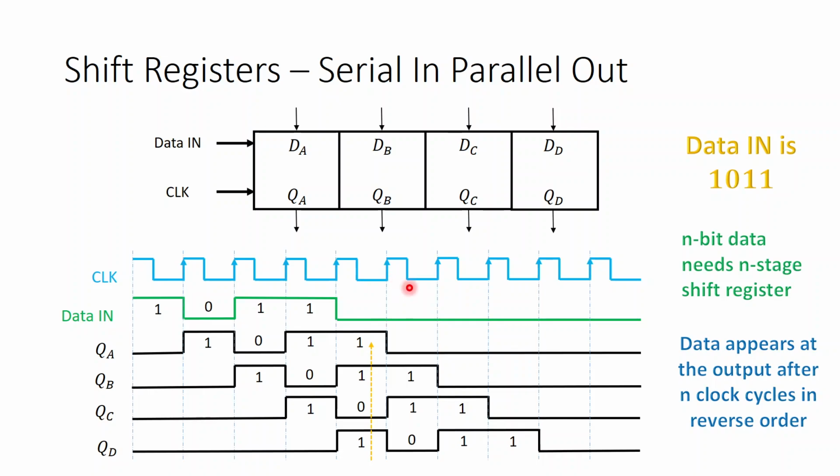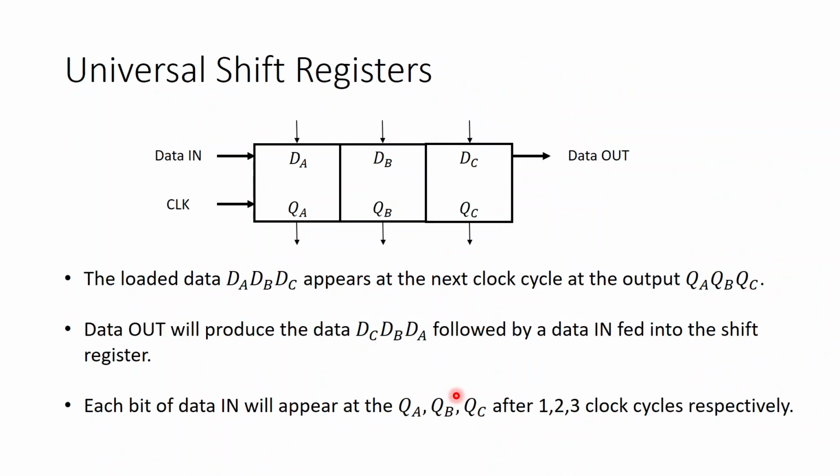You can continue for some more clock cycles, when you will see that this data completely passes to the D. So this last one will also take another 4 cycles to pass to the final D output, QD output. This is the shift register, serial in, parallel out. Now the concept of universal shift register.